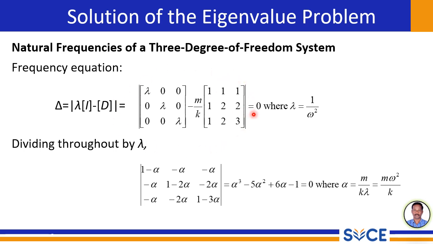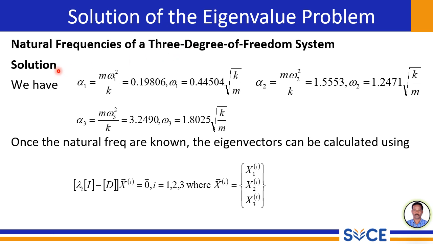To simplify further, we divide the entire determinant equation by lambda cube. Then we introduce a new variable alpha, which is equivalent to m divided by k lambda. Substituting this into the determinant equation and expanding it, we arrive at the following cubic equation in terms of alpha itself. The roots of this cubic equation will give us the values of alpha, which can then determine the natural frequencies of this 3 degree of freedom system.